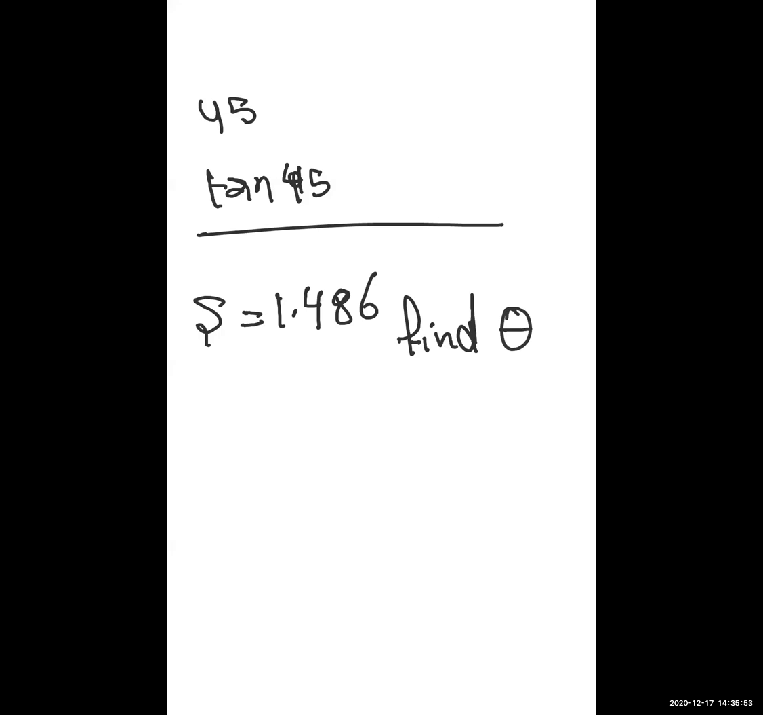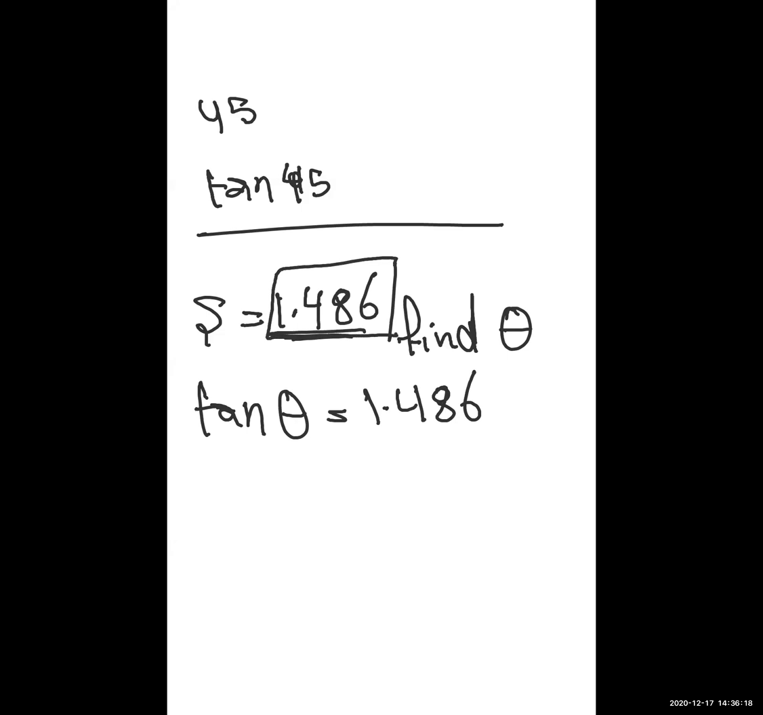Actually, guys, here we said that the slope equals tan theta, so this means tan theta equals this value, 1.486, right? Here the slope is positive, right? It's a positive value. So this means this theta is an acute angle. So now how to get theta? Tan theta equals this value, so I will get it using the calculator.